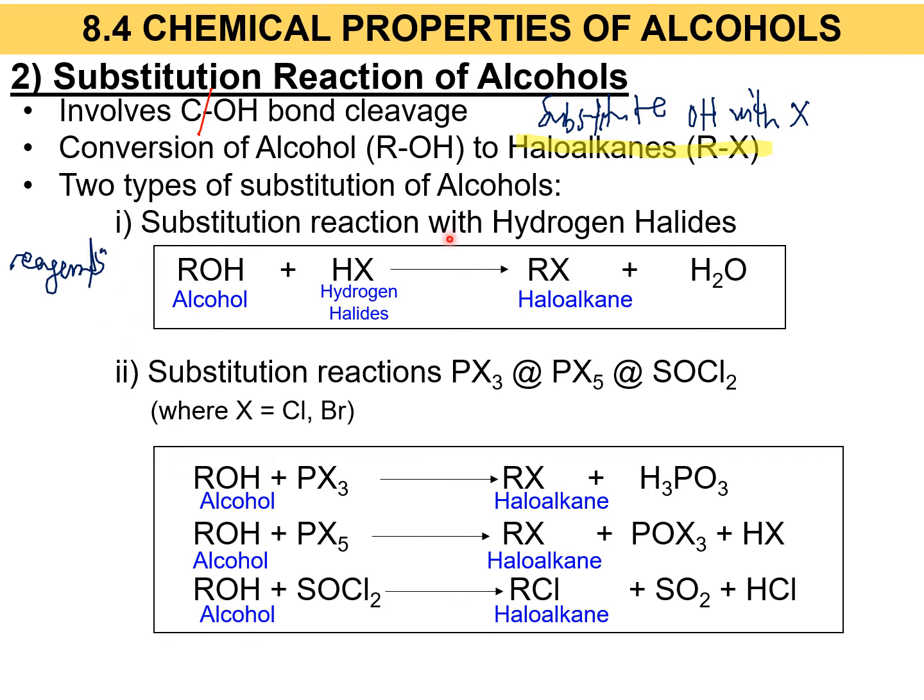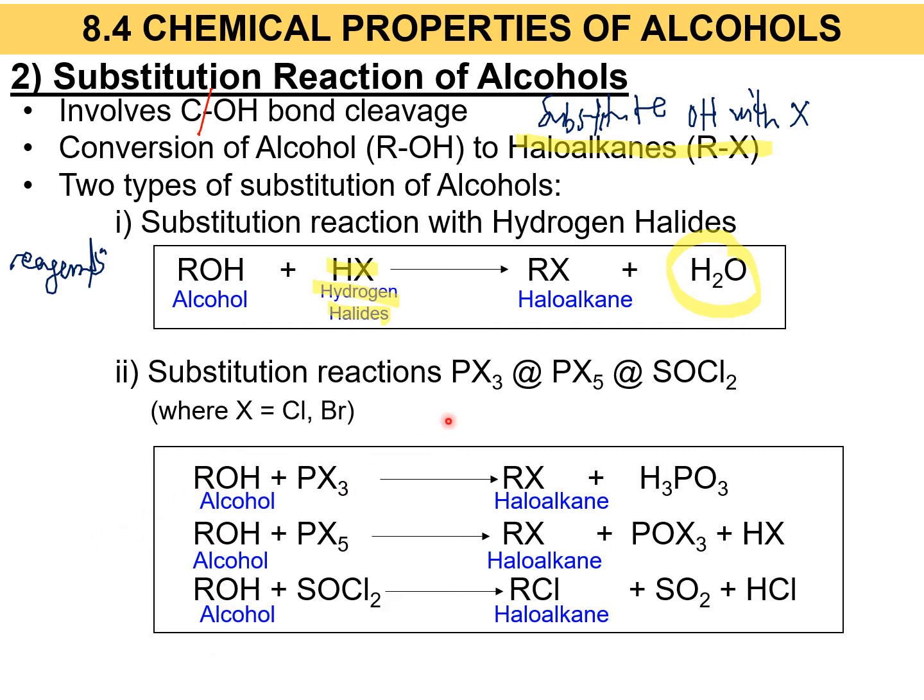Kalau you guna reagents hydrogen halides, okay, kamu akan dapat haloalkane. So the first type ialah bila kamu guna hydrogen halides as the reagent, you will still get the haloalkane, tapi side product yang you akan dapat ialah H2O. Okay, tak penting sangat pun side product ni. Yang penting tu major product ni haloalkane.